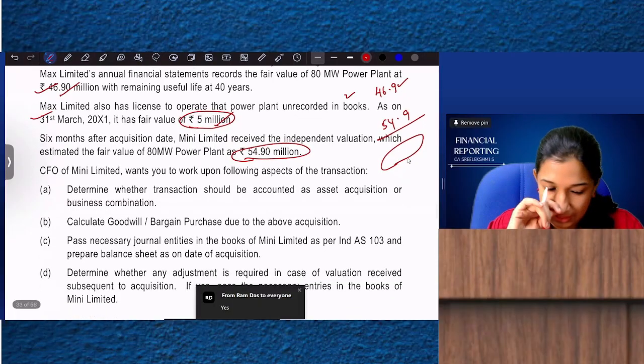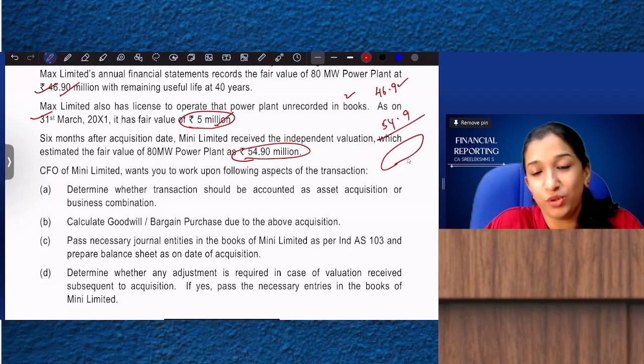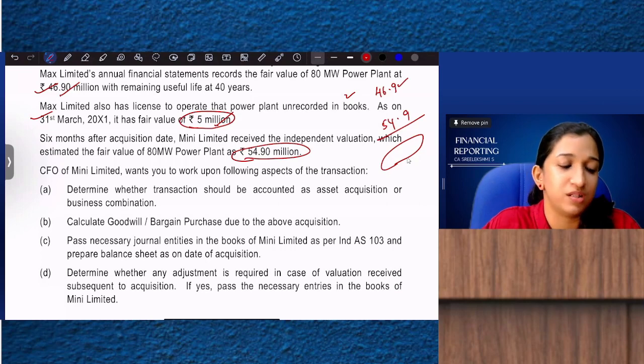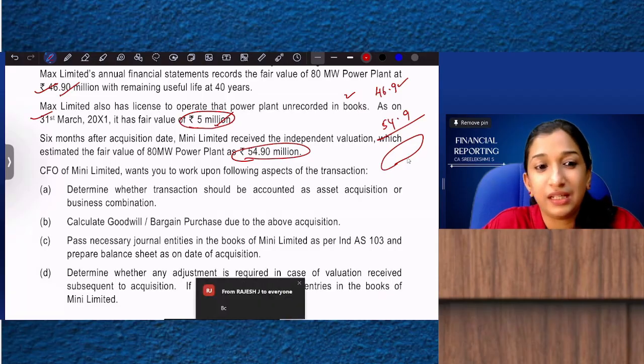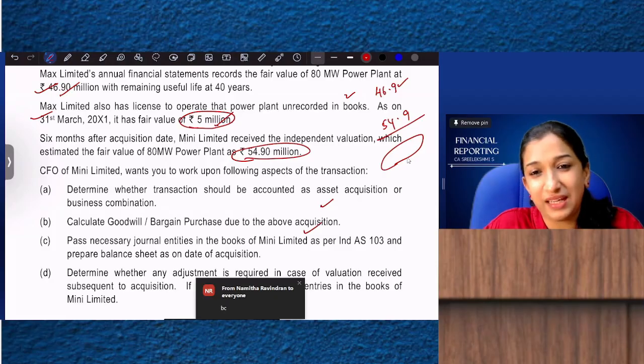Okay, fine. Now, the CFO of Mini Limited wants you to work upon the following aspects. Okay, CFO, we are ready to do the calculations because we have studied 103. Determine whether the transaction should be accounted as asset acquisition or business combination. Here, it is an integrated set of assets and activities capable of being managed and conducted to generate income. It is a business combination. Okay, fine.